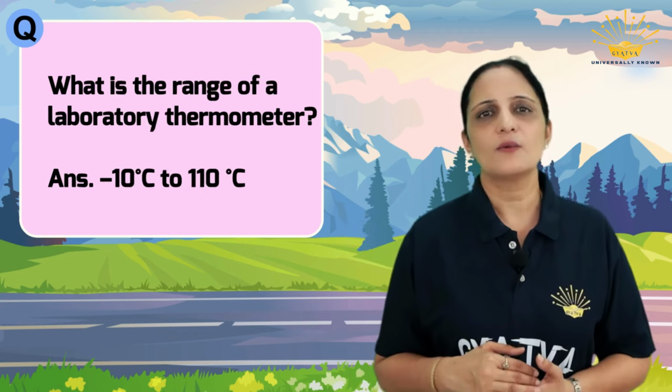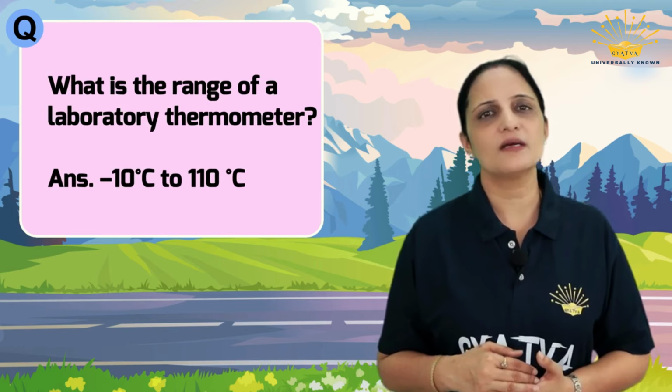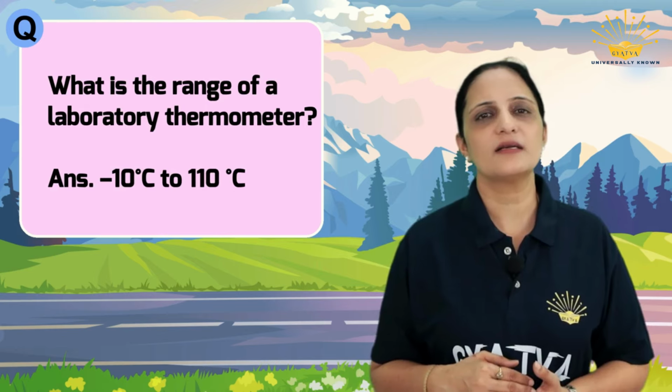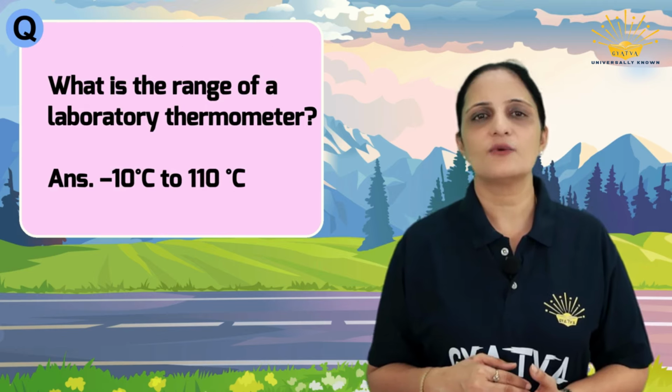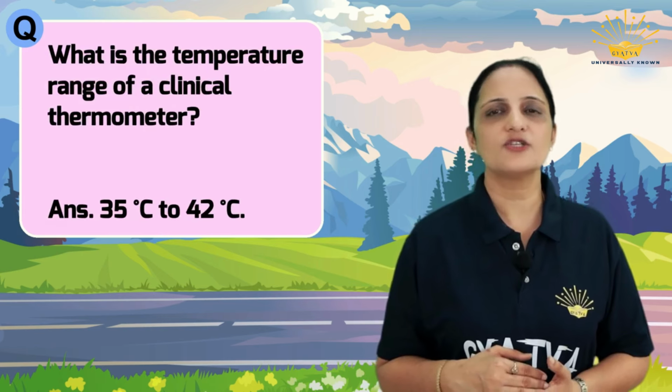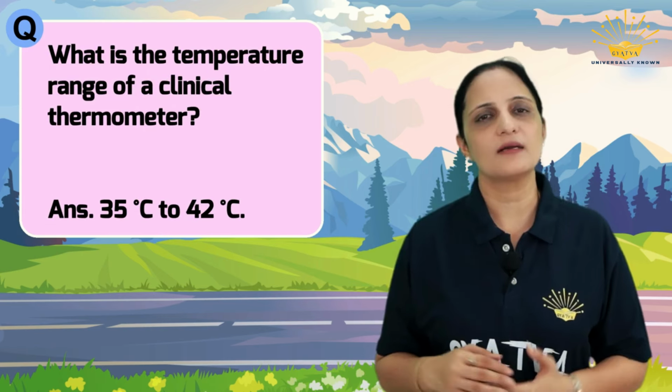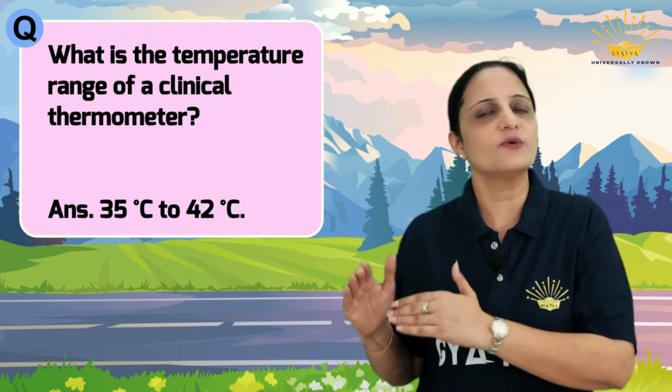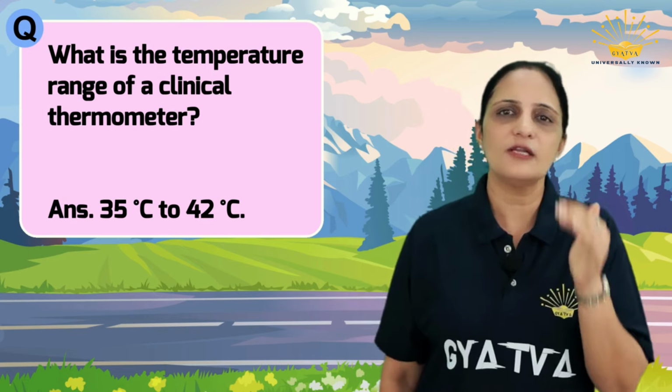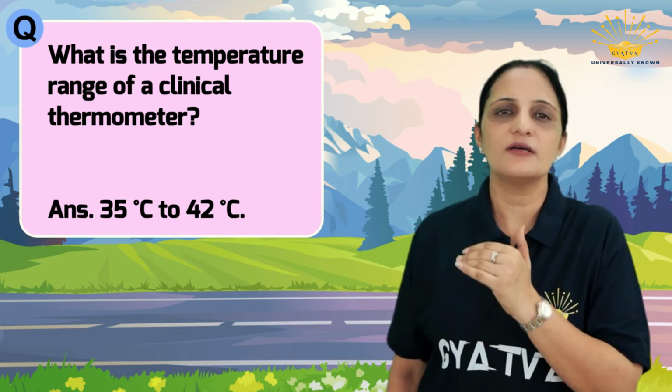Question number 9, what is the range of a laboratory thermometer? It is -10 degree C to 110 degree C. Question number 10, what is the temperature range of a clinical thermometer? It is 35 degree C to 42 degree C, which is the normal human body temperature range.